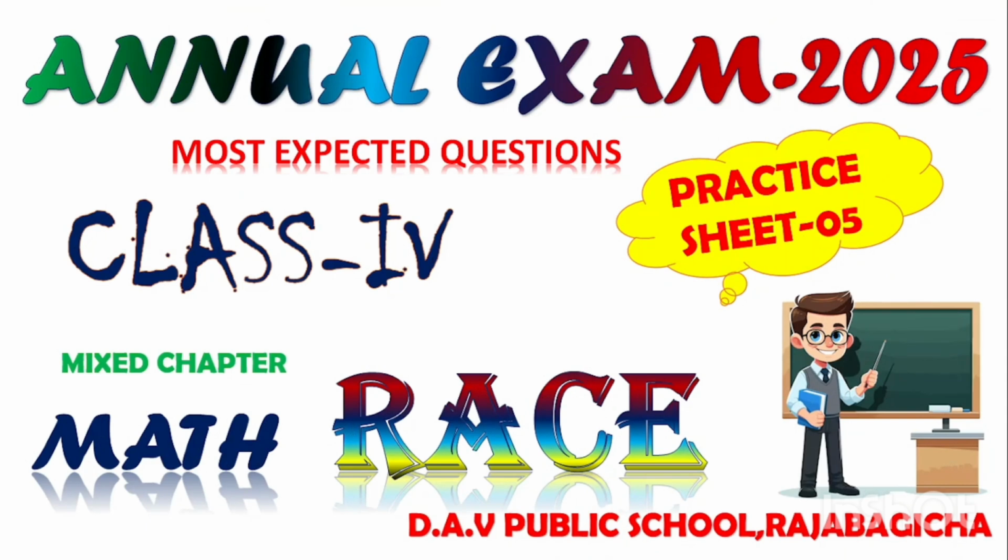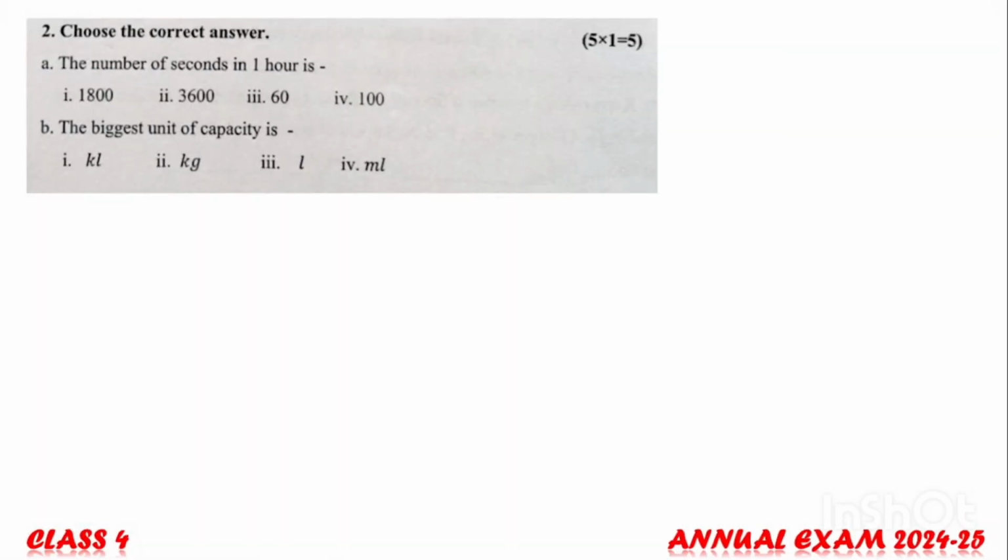Students, today we solve practice sheet 5 of class 4 mathematics, DAV Public School, for your annual exam 2024-25. We already completed practice sheets 1 to 4. If you missed them, you can check after this session. So let us start the session. Today we solve some important questions of the mixed chapters of your annual syllabus. So take pen and paper and start with me.